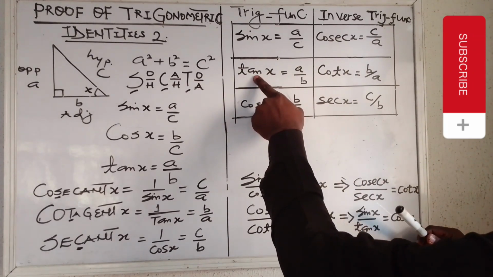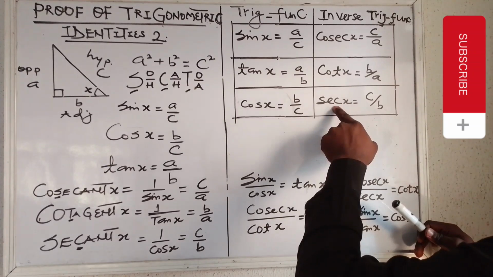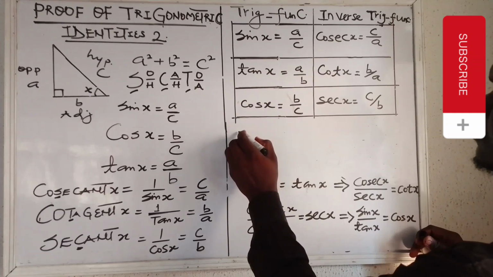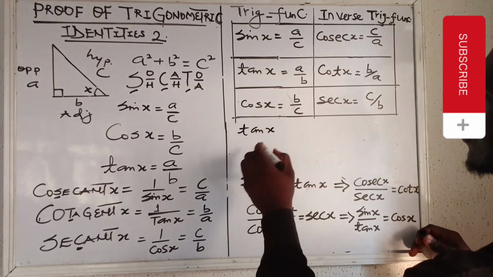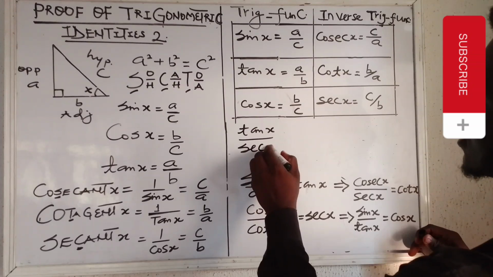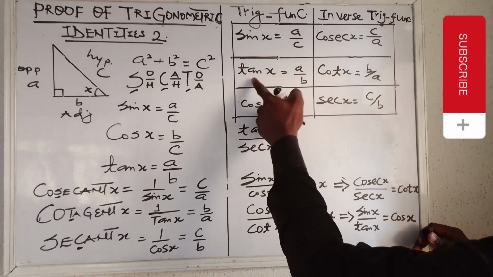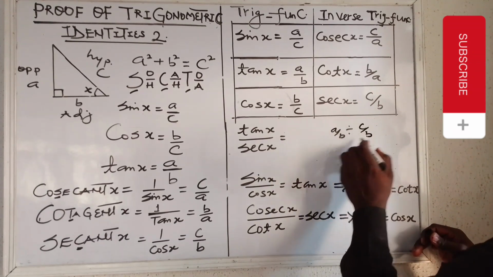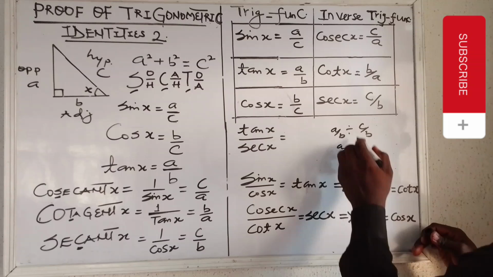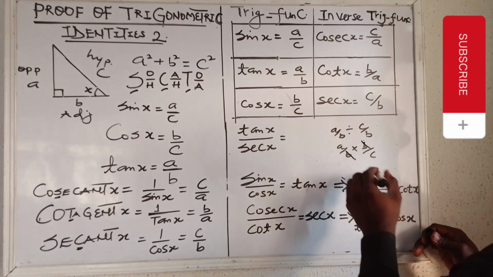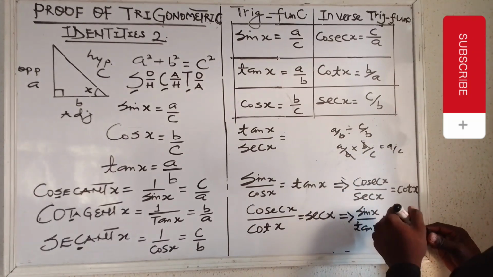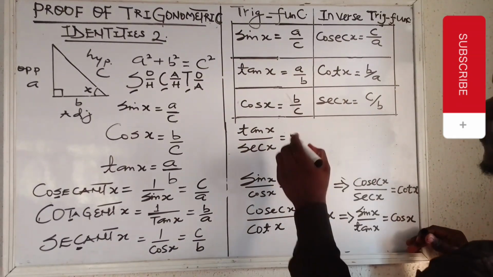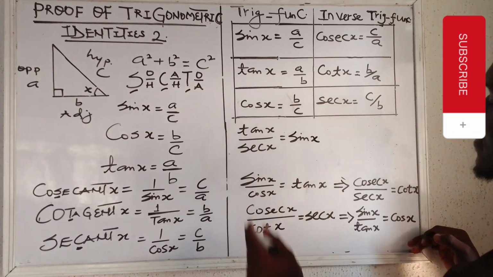What about tan divided by sec? Yes, what about tangent x divided by sec x? Let's see what it will give us. Tangent x divided by sec x. Now we know that tangent x is what? A over b divided by what is sec x? C over b. So turning this to a multiplication, we have b over c. B eliminates b, and we have a over c. And who is a over c? That will be what? Sine x. So another way to write sine x is what? Tan x divided by sec x.